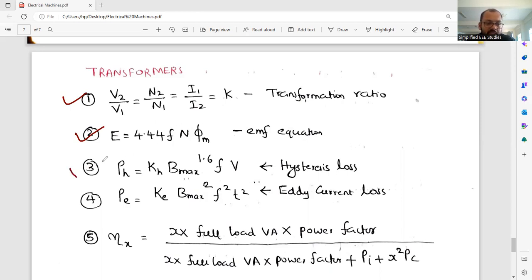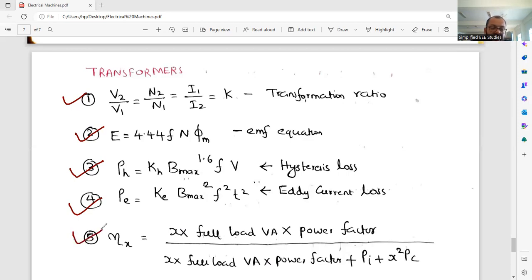Similarly, you can calculate the hysteresis loss using the formula PH is equal to KH into B max raised to 1.6 F into V. This is called the hysteresis loss, which happens in the transformer core. Similarly, eddy current loss in the transformer core can be written as KE, a constant, into B max the whole square F square into T square. It depends on the frequency as well as the thickness. That is why we provide a laminated core to minimize the eddy current loss.